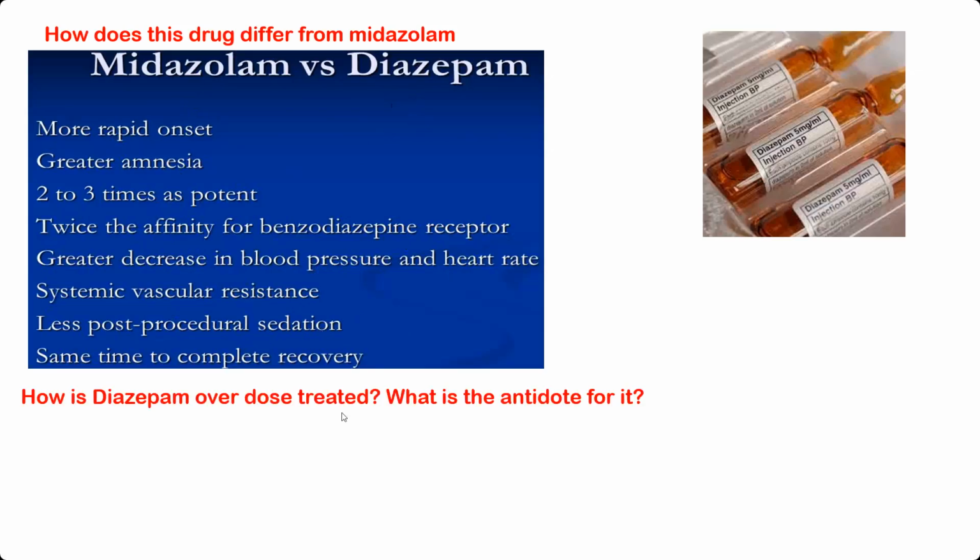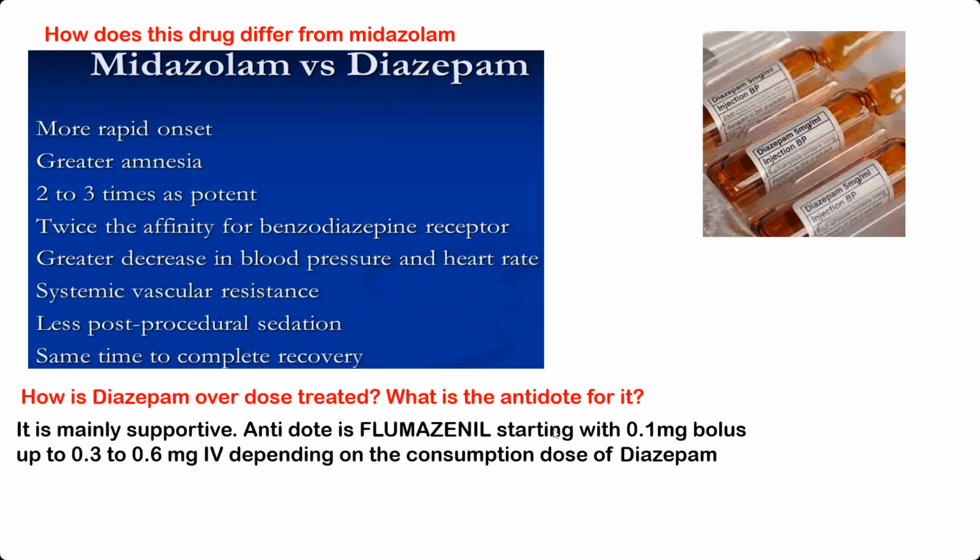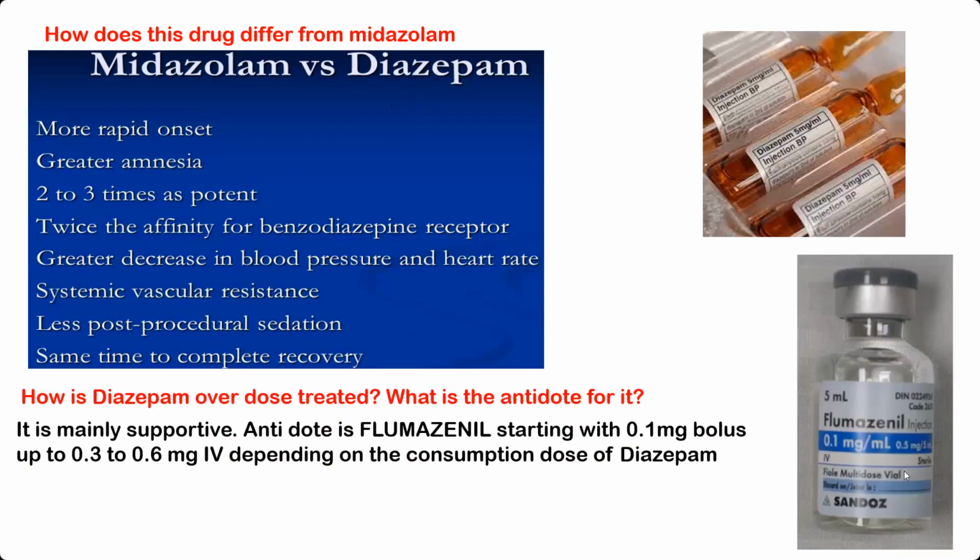How is diazepam overdose treated? What is the antidote for it? Flumazenil. What is the dose? The dose is a 0.1 milligram bolus, up to 0.3 to 0.6 IV depending on the consumed dose of diazepam. Flumazenil is available at 0.1 milligram per ml in 5 ml vials. So it is not on a body weight basis, it's just a 0.1 milligram bolus followed by 0.3 to 0.6 IV.